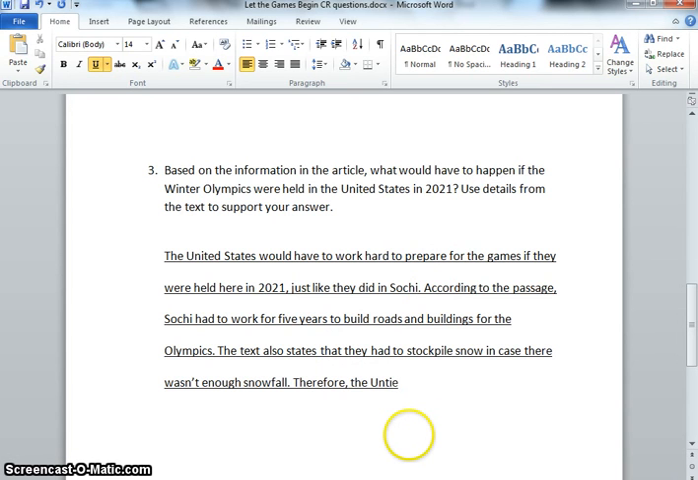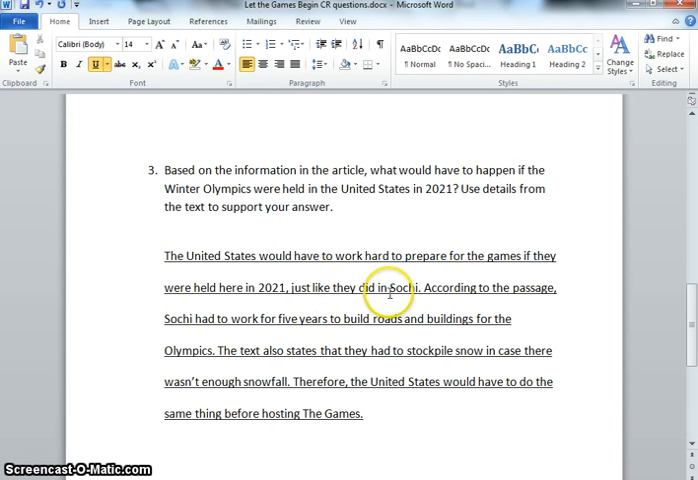Therefore, the United States would have to do the same thing before hosting the games. Okay? Now, everything I said the United States had to do were things that they had to do in Sochi. I noticed in some of your responses that you were putting other things that didn't relate to the article or the text at all, okay? Remember, this is an author and me question, so you're going back to what the author said and tying that in with your response here.